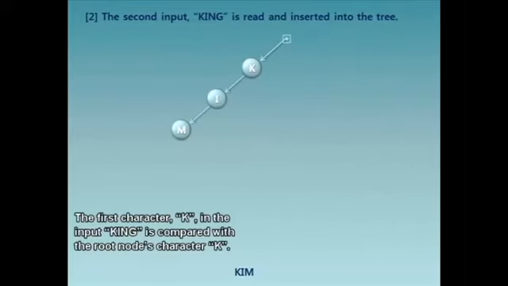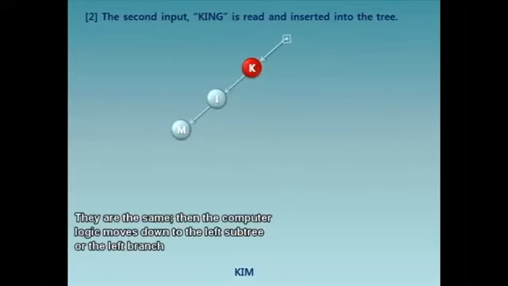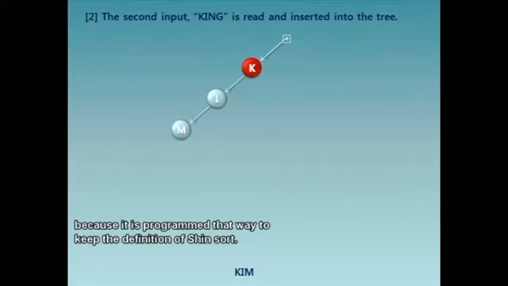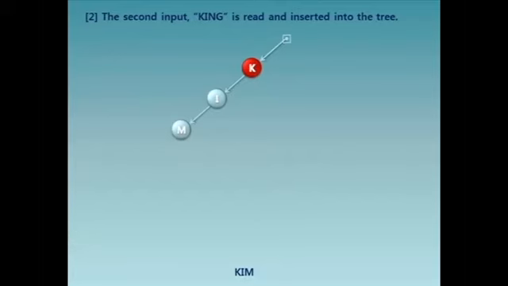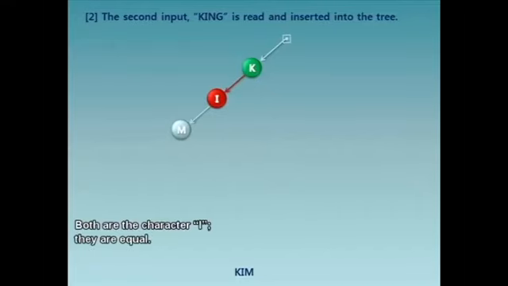The first character K in the input Kim is compared with the root node's character K. They are the same. Then the computer logic moves down to the left subtree, or the left branch, because it is programmed that way to keep the definition of Shin sort. The second character I is compared with the character stored in the head node of the subtree. Both are the character I. They are equal. Again, by the definition, it moves down to the left subtree.